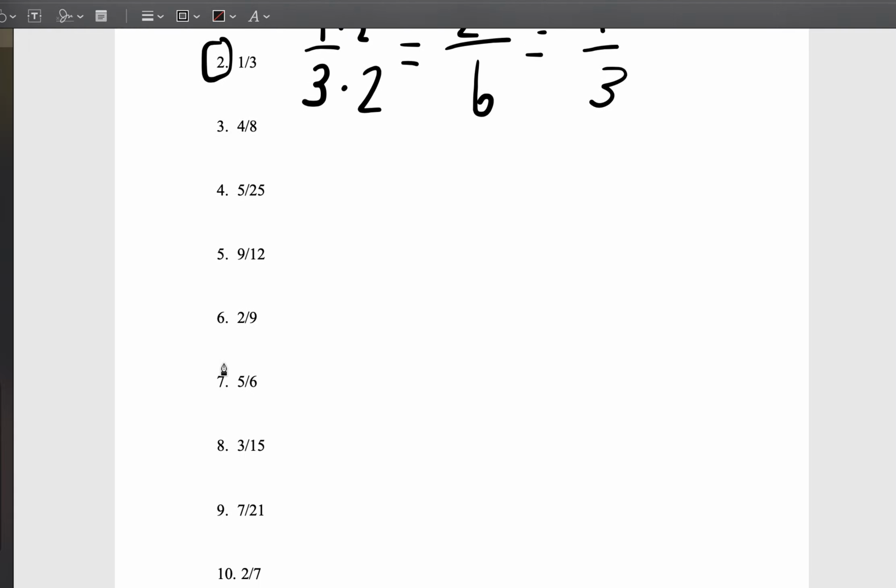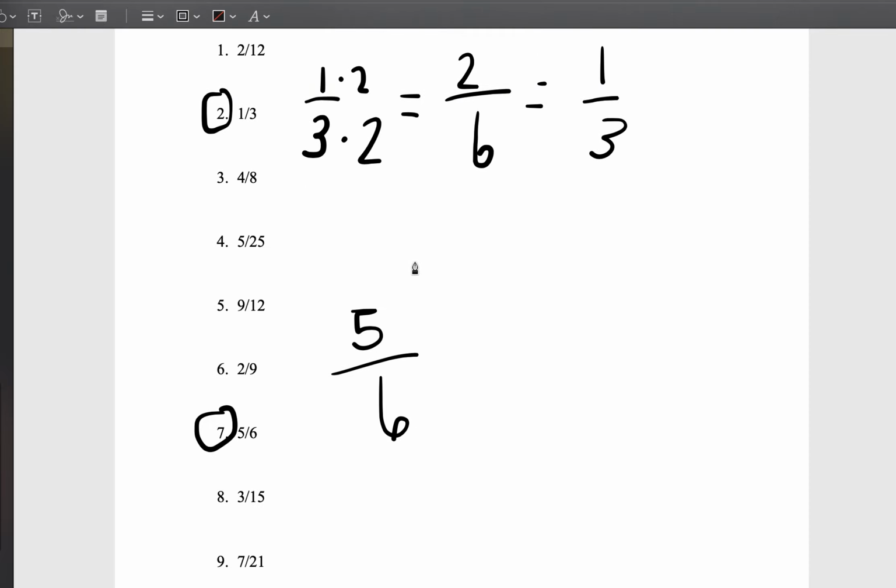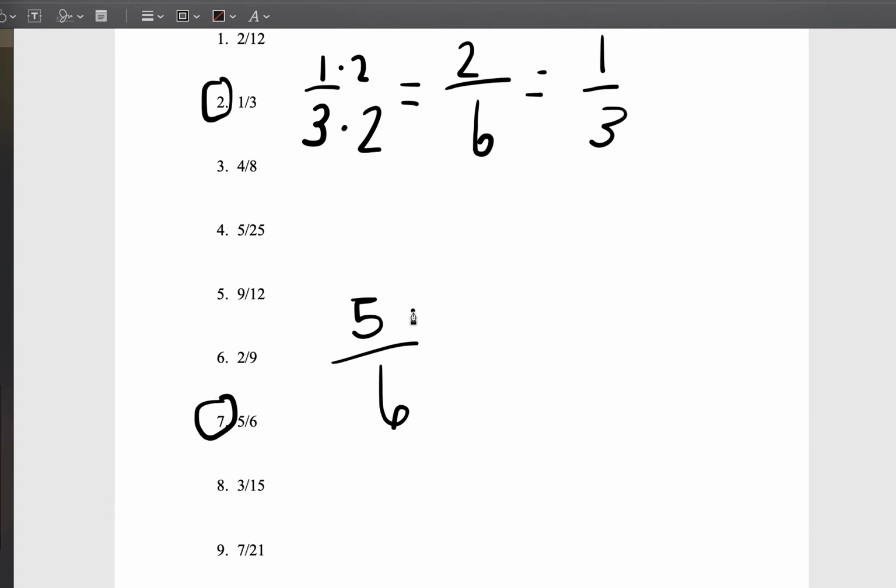Let's do number 7. Oh, so ugly. 5 over 6. Let's do division. Or actually, no. We can't divide that. So let's do multiplication again. Let's do it by 3 this time. So 5 times 3 is 15, and 6 times 3 is 18. So the answer is 15 over 18.